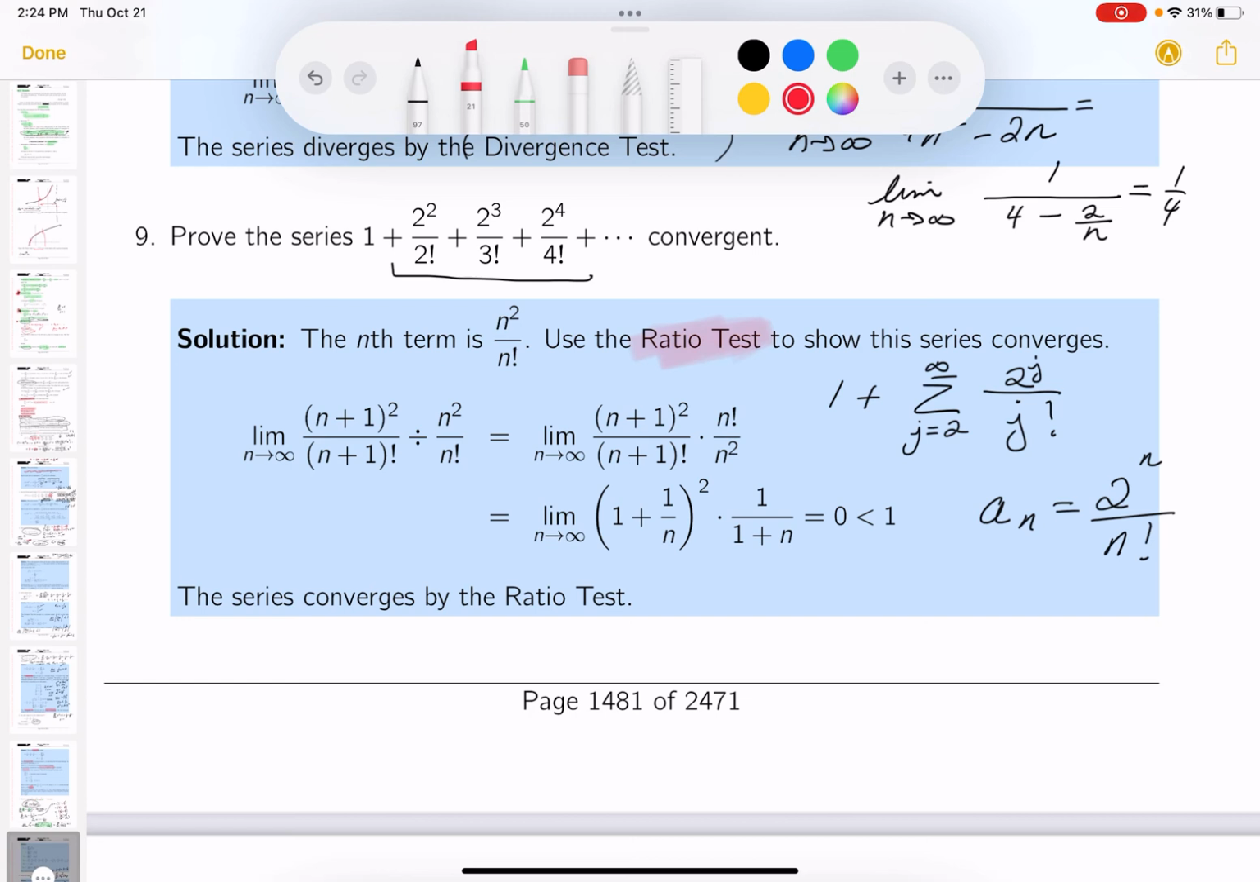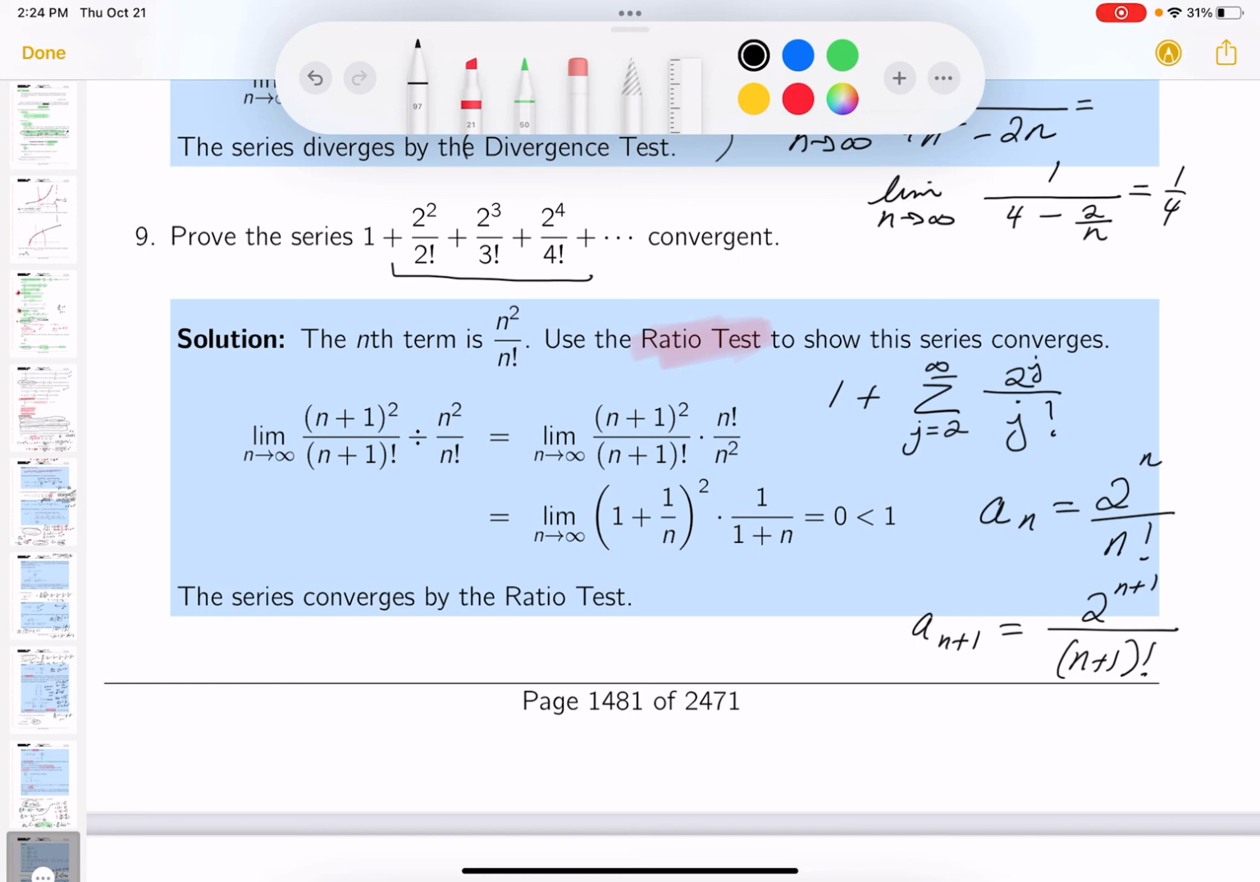Now, since I'm going to use the ratio test, again, you may want to go back in your notes and look at what the ratio test is. It's a nice test, by the way. I'm going to write down a_n for you. Oh, I already did that. I'm going to write down a_(n+1). What's that going to be equal to? 2 to the n plus 1 over n plus 1 factorial.